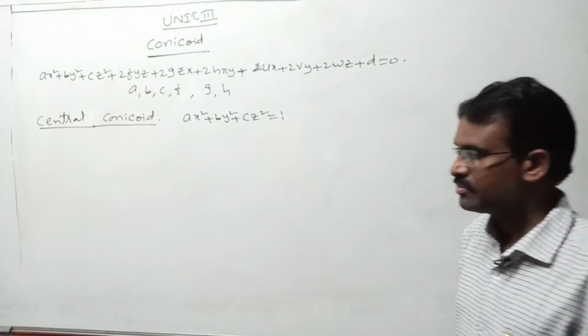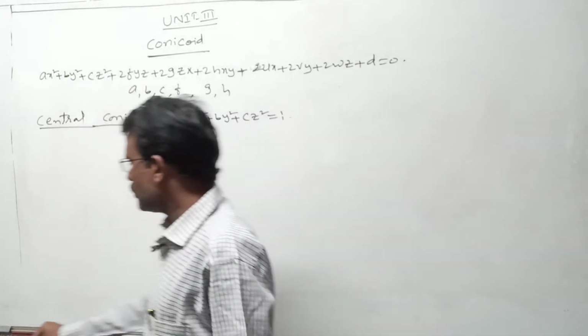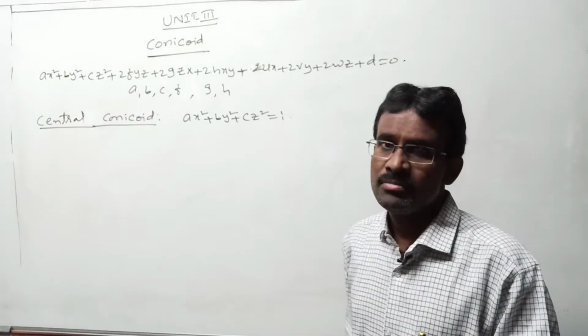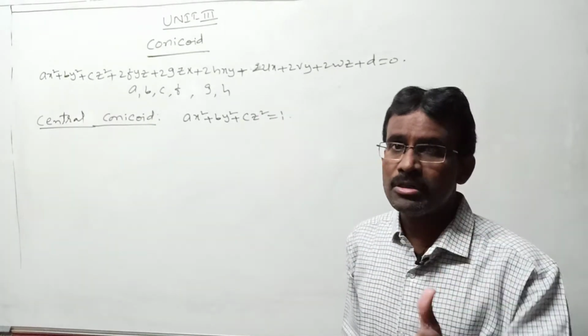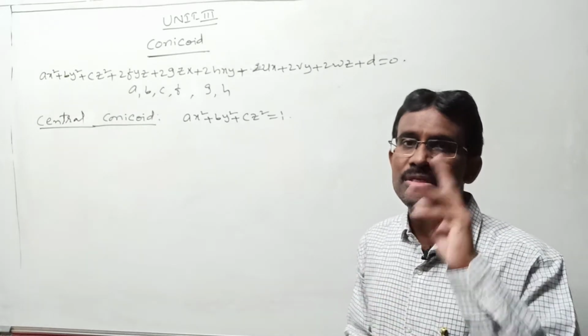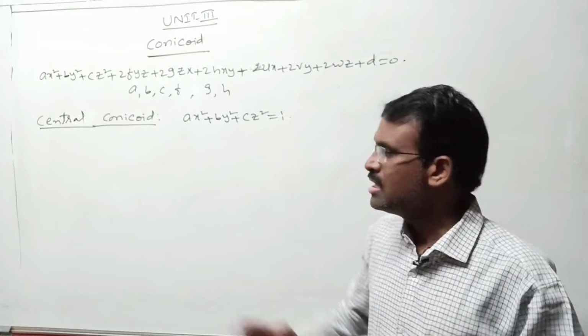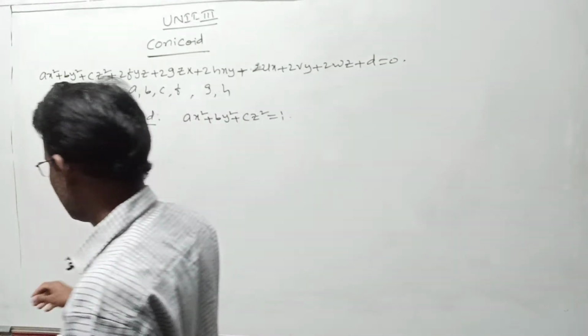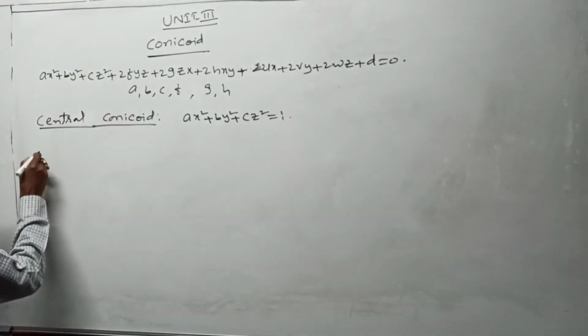Basically, in this central conicoid we have nearly 9 different surfaces. But we don't want to proceed with all those 9 surfaces. According to our syllabus, we are going to discuss just 3 surfaces only, not 9. First one is ellipsoid.